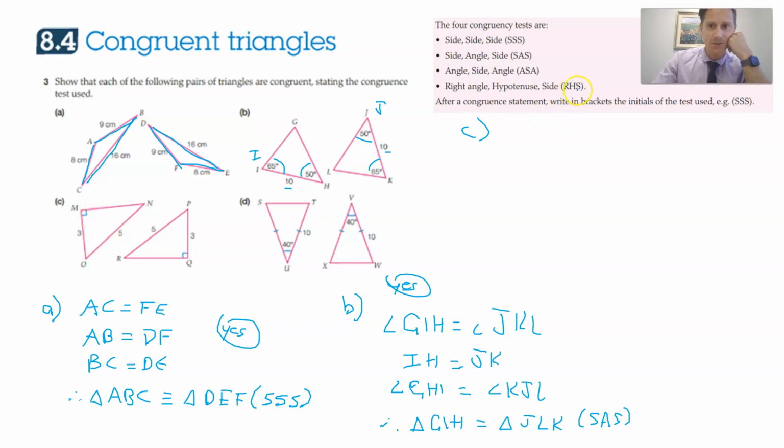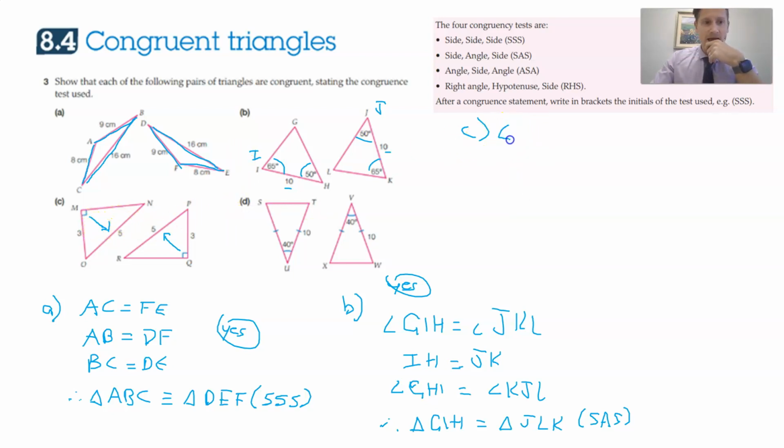Now for the RHS rule, we need a right angle and the hypotenuse, which is the side opposite the right angle. The side opposite that right angle there is 5, and opposite that right angle is also 5, so that's good. And then another side, which we have 3 and 3. Okay, so these are congruent, which is good. So let's write that proof formally.